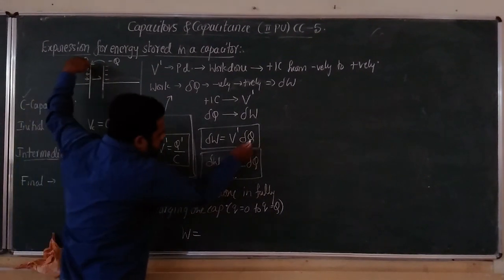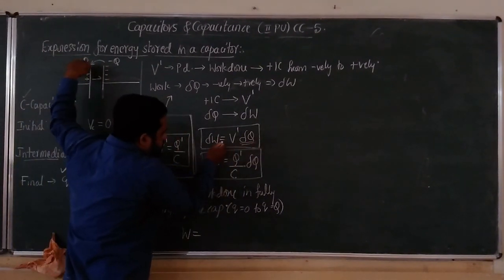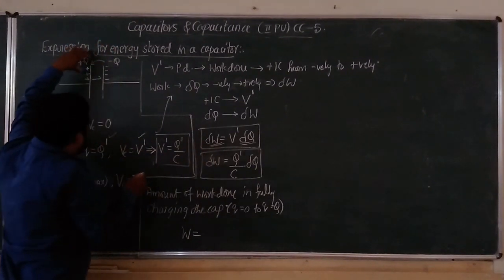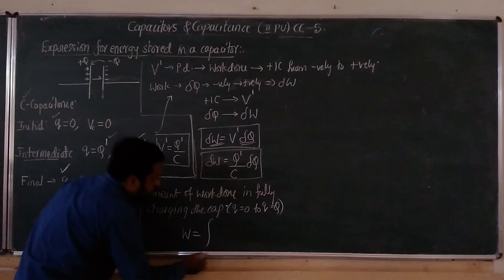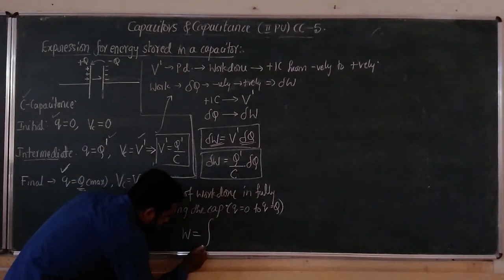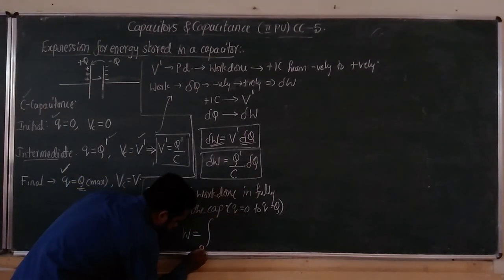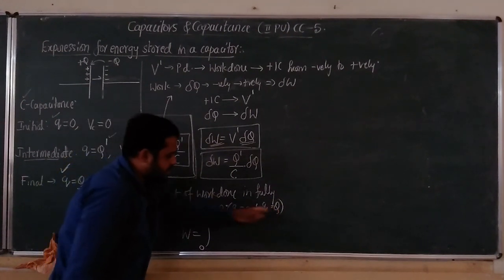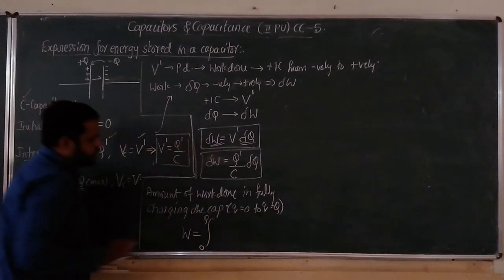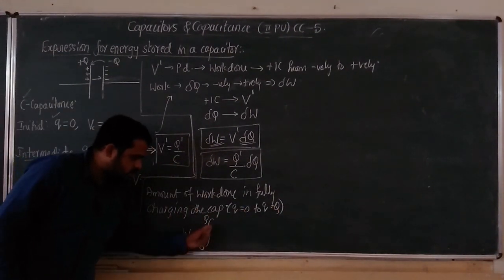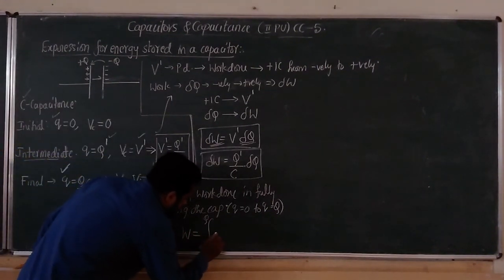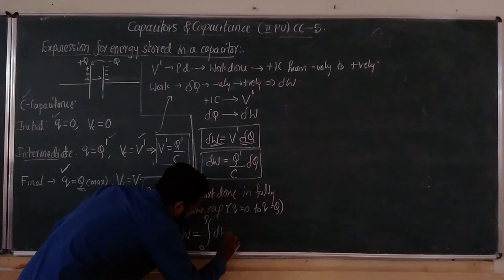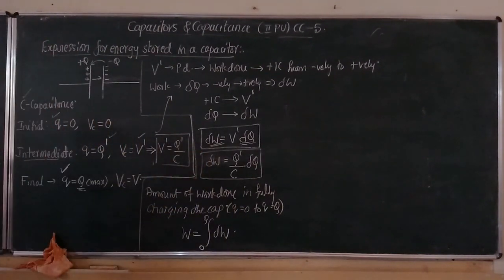To shift a charge of magnitude delta Q, the amount of work done is this much. So to shift a charge of magnitude Q, the total amount of work done is given by the integral from 0 to Q of delta W. We started from charge magnitude equal to 0 and the final charge is equal to Q. I think it is clear.